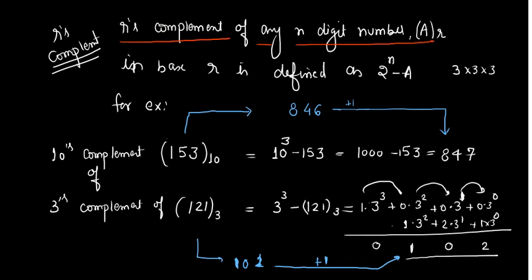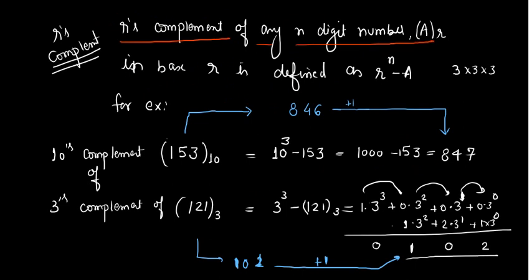So just read the definition. R is the radix or the base of the number used to represent it. As we know, we can use decimal radix or binary radix. The R's complement of any n-digit number A in base R is defined as R to the power n minus A. I should not write 2 here, I should write R to the power n minus A.